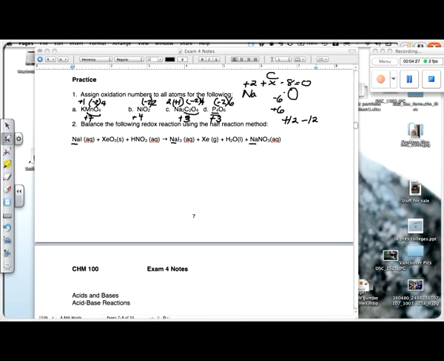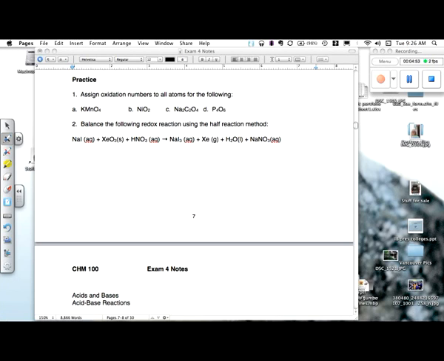But I'm going to break up my aqueous things, including this strong acid, nitric acid. We're going to talk about acids today. So I'm going to break up my aqueous things, okay? Because I want to focus on the things that are changing. And that will make it easier when I go to do my half reactions. Leave the solid together. Break up that strong acid. Leave the polyatomic ion nitrate alone.